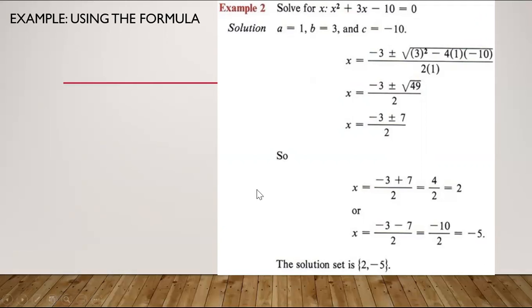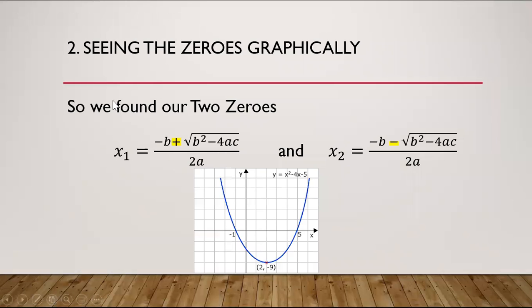Great. So now let's see the zeros. Put myself back up in the corner. Let's see our two zeros. So we have x equals negative b plus the square root of b squared minus 4ac over 2a, and we have x equals negative b minus the square root of b squared minus 4ac over 2a.